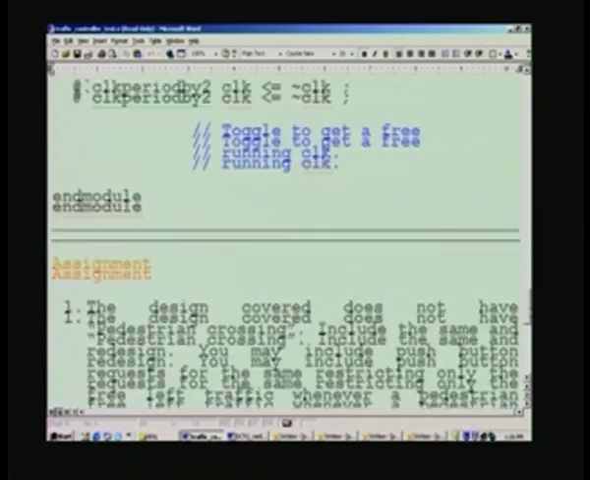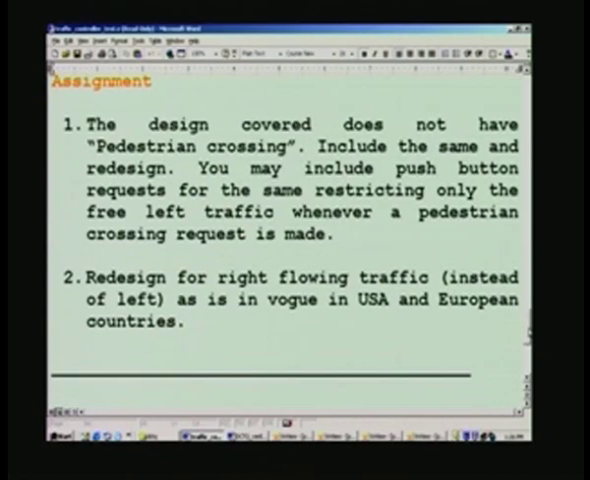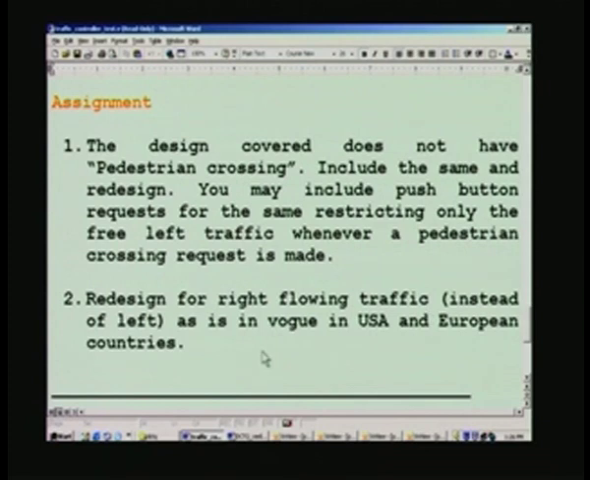And this completes the test bench, and before we wind up, we have as usual an assignment for you, and I will read the assignment and explain what it is. The design covered does not have pedestrian crossing; include the same and redesign. You may include push button requests for the same, restricting only the free left traffic whenever a pedestrian crossing request is made. What we had earlier was that the main flow as well as side flow straight traffic would imply that pedestrians can cross at the other road.